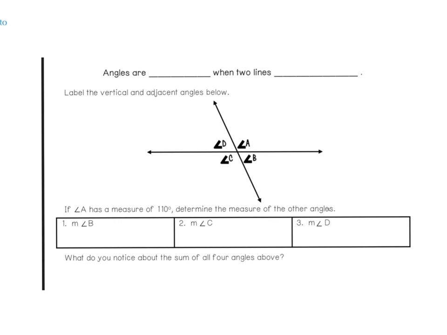So today we're going to look at vertical and adjacent angles. Angles are vertical when two lines intersect. Given the picture below, we are asked to label the vertical and adjacent angles.